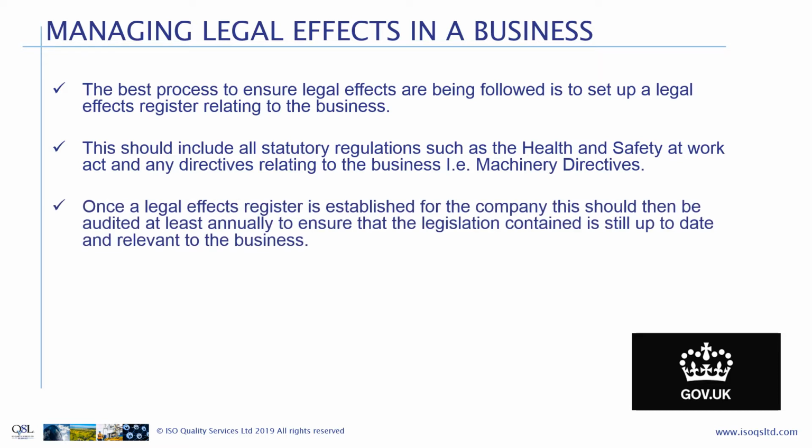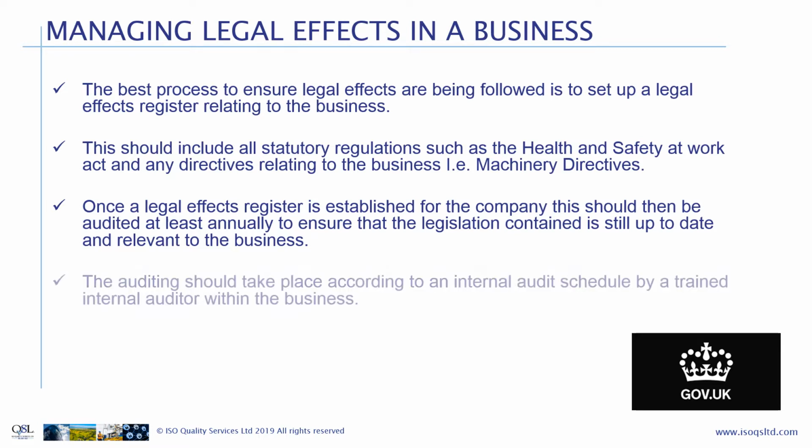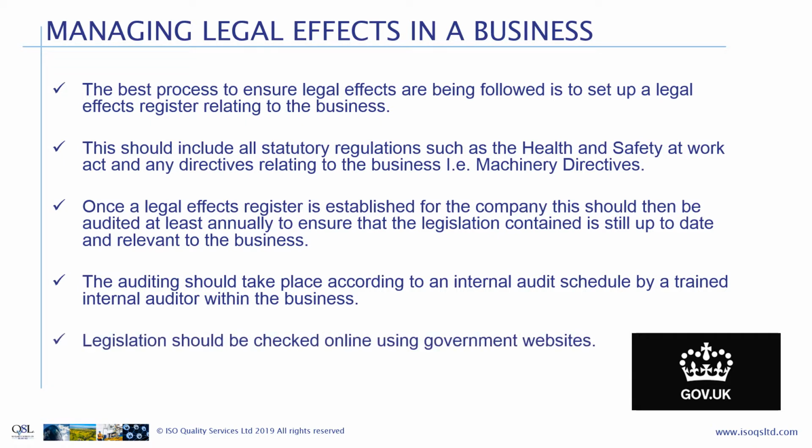Once a legal effects register is established for the company, this should then be audited at least annually to ensure that the legislation contained is still up to date and relevant to the business. The auditing should take place according to an internal audit schedule by a trained internal auditor within the business. Legislation should be checked online using government websites. An example of this is shown as the government.uk.